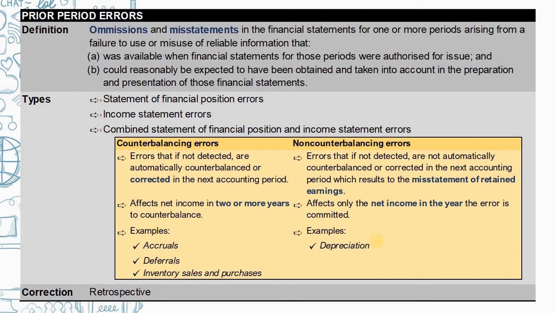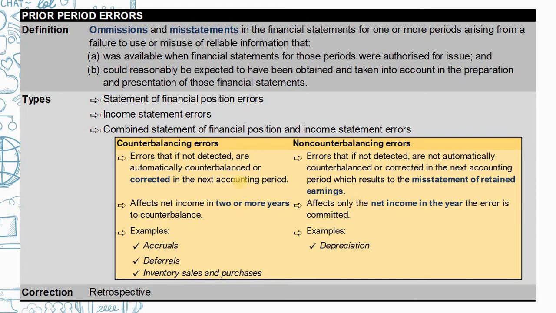Again, to differentiate counterbalancing errors from non-counterbalancing errors, counterbalancing errors are self-correcting, while non-counterbalancing errors do not self-correct automatically. And in order to counterbalance or self-correct, counterbalancing errors affect two or more years of net income. However, for non-counterbalancing errors, the reason why they are not self-correcting is that they only affect one year of net income, and that is the year when the error has been committed.